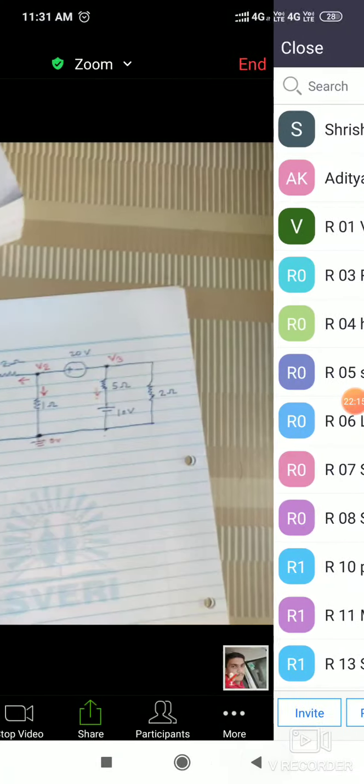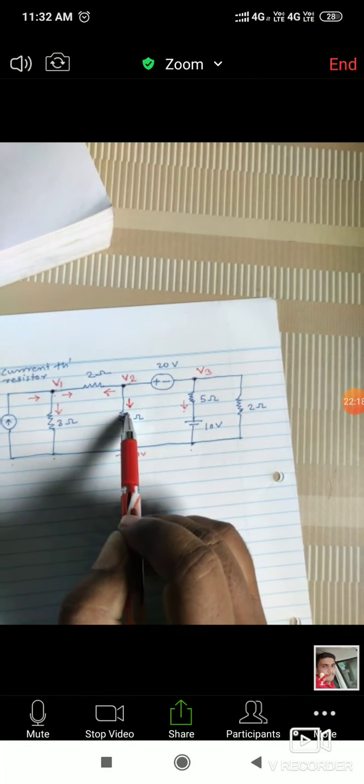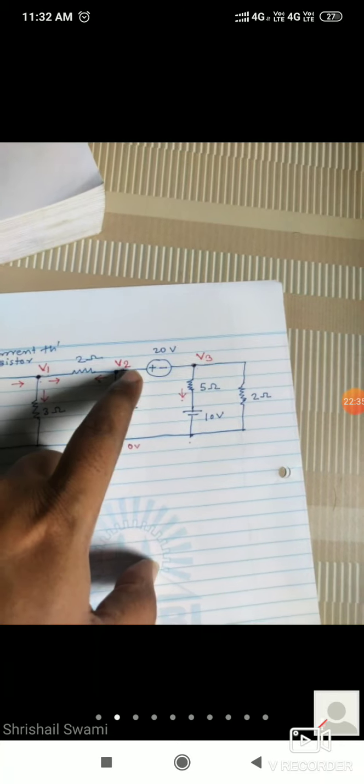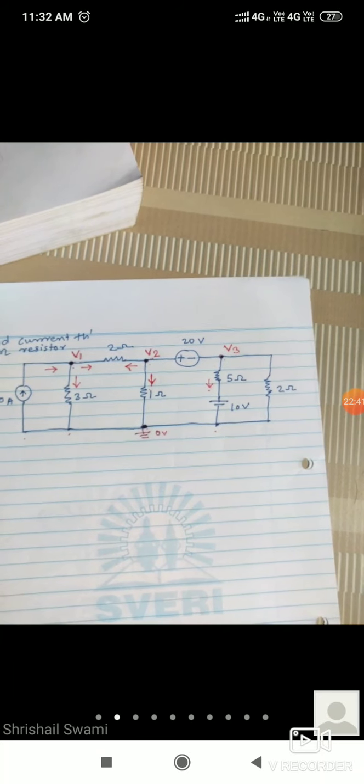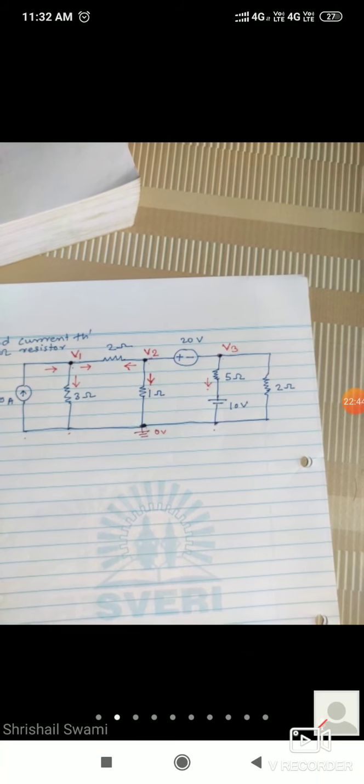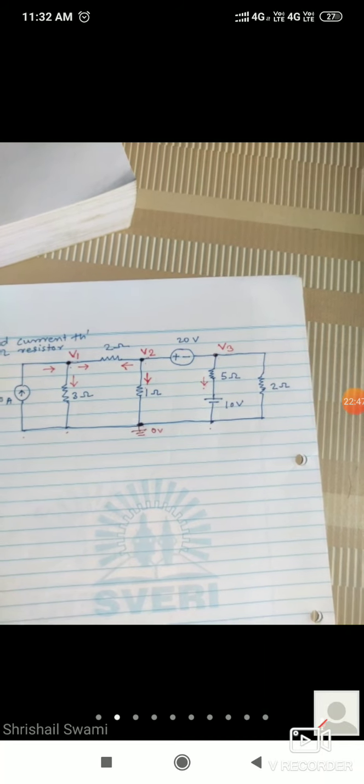Next here. Now next one. V2 is greater than 0, so this current can be found. But what about this branch? How to find the current through this branch? What is the value of current flowing through that branch?